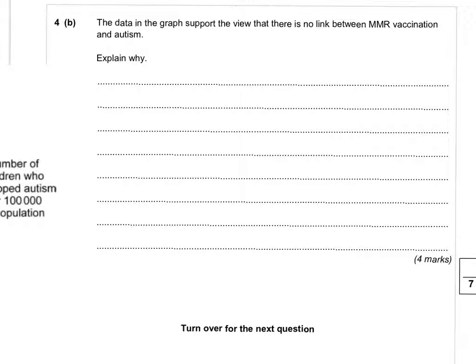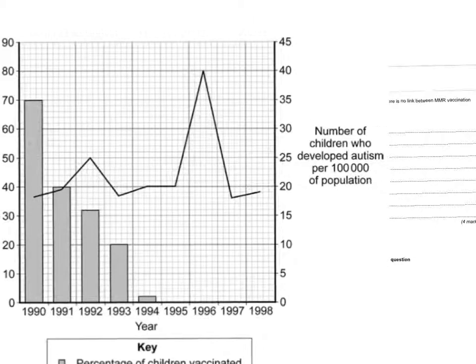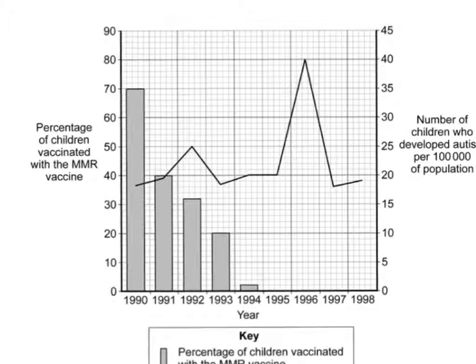The data in the graph support the view that there is no link between MMR vaccination and autism. Explain why. Okay, so minimise this and bring the graph over. And we can see a couple of trends in the data. As the percentage of children vaccinated goes down, so it reaches a 0 point at 1995, there's been changes in the amount of children who developed autism.